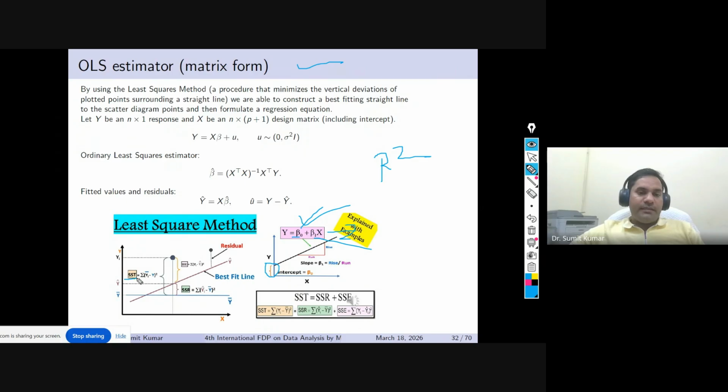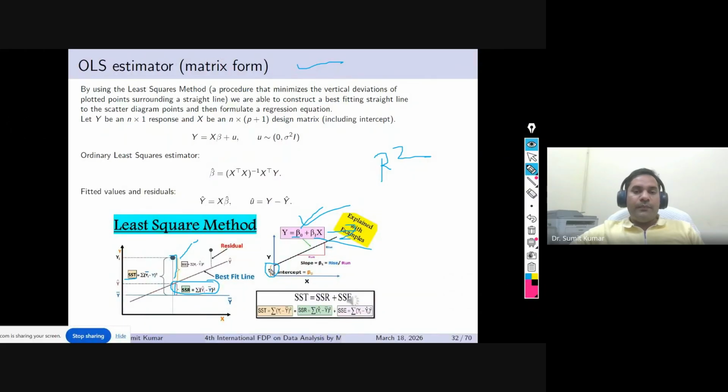So this is SST, the sum of squares due to total, and the sum of squares due to the regression line, we can say, the intercept term of this. And this is the error term. This will be basically the residual, or you can say the unexplained part. So basically the regression line will give you this portion.